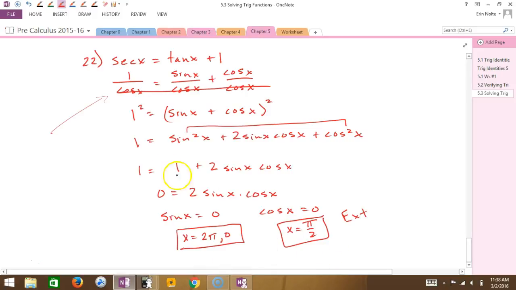Okay, which of these values makes a cosine 0? Think about your unit circle, where is the x 0? Pi over 2. So pi over 2 is your extraneous solution because the cosine of pi over 2 is 0. Does that make sense? That makes the function undefined at that point.